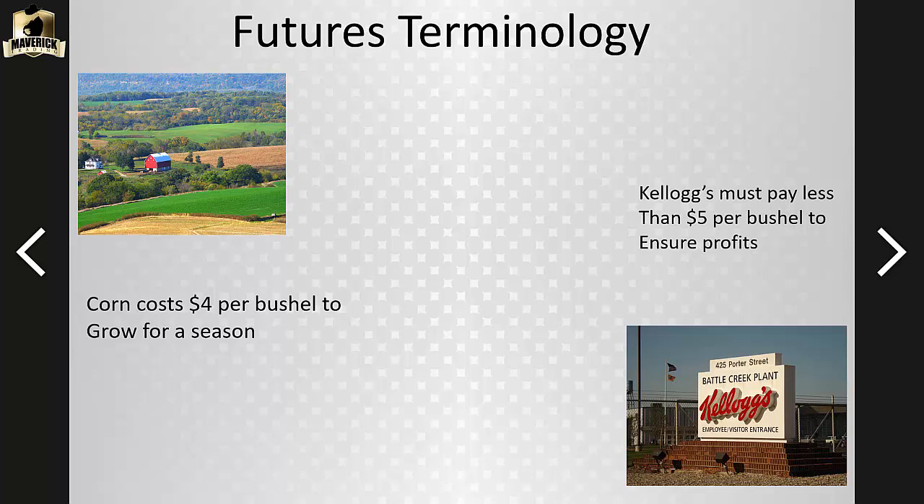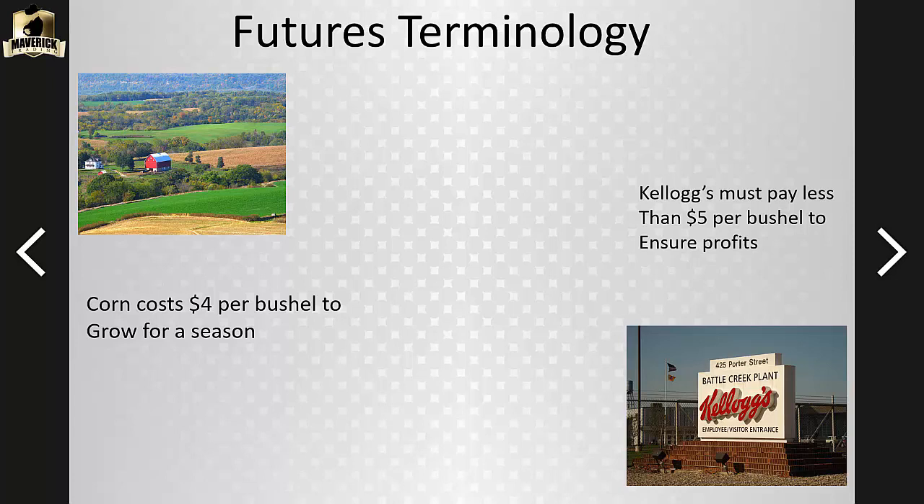Now, if the price is $3 per bushel, that's going to be pretty devastating to the farmer. He's going to work that whole year and actually turn in a loss. So the farmer definitely wants to be able to lock in a price above $4. And if they can lock in a price above $4, they know that they made a profit that year and that they're going to be in business next year.